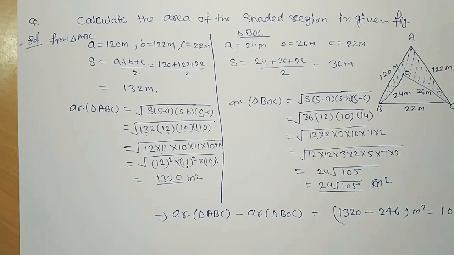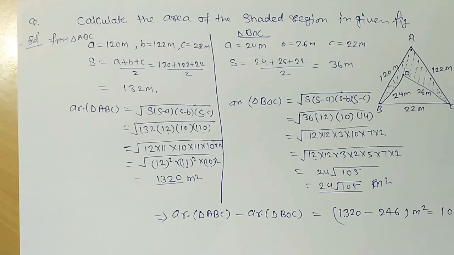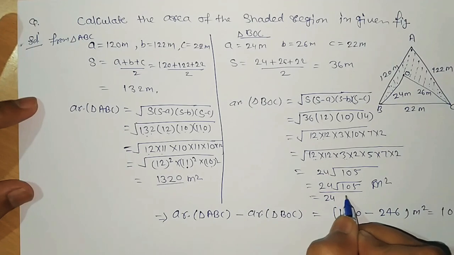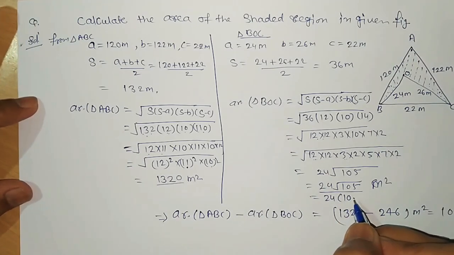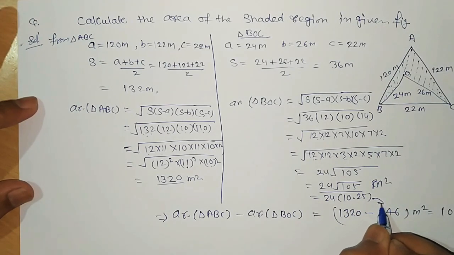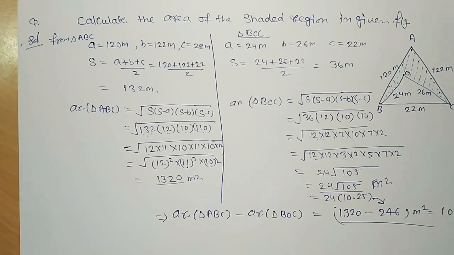And this root is approximately 10.25. Now solve, this is the answer. So 1074 is the shaded part region area. Okay.